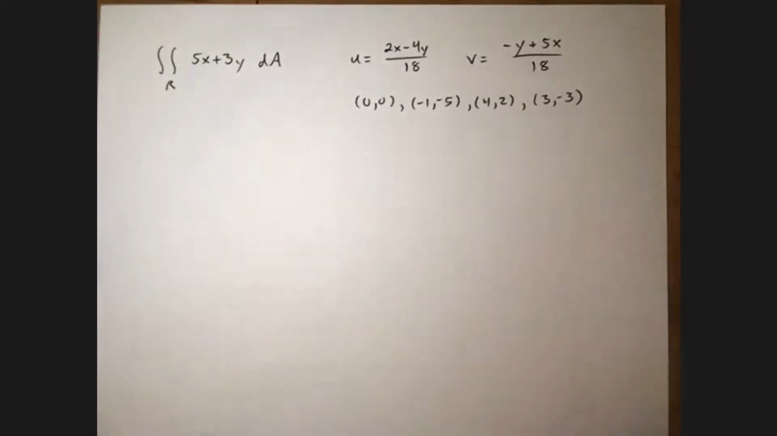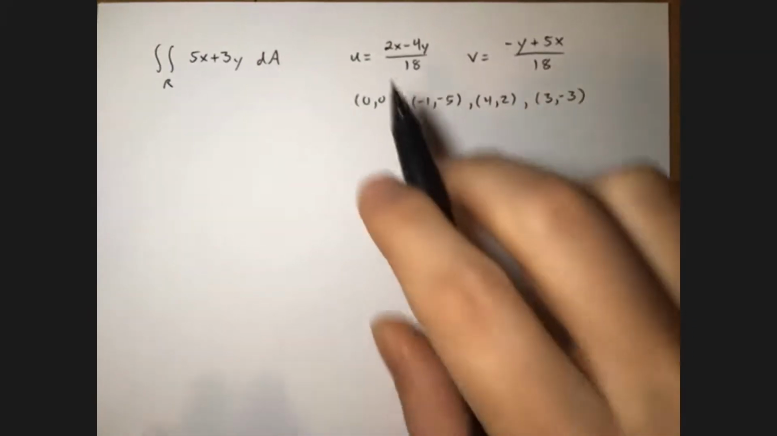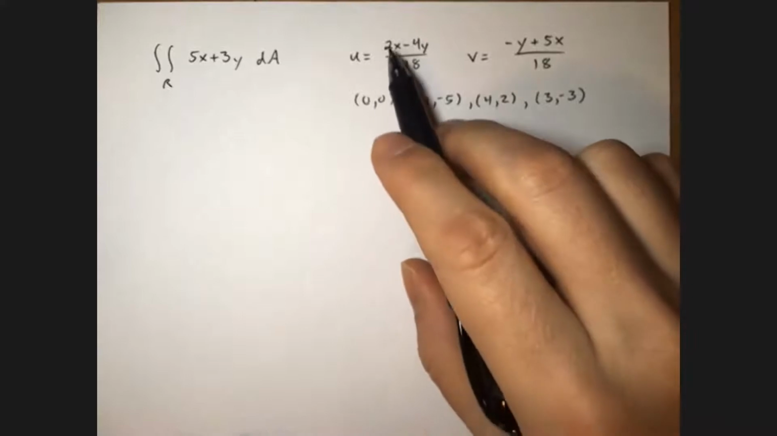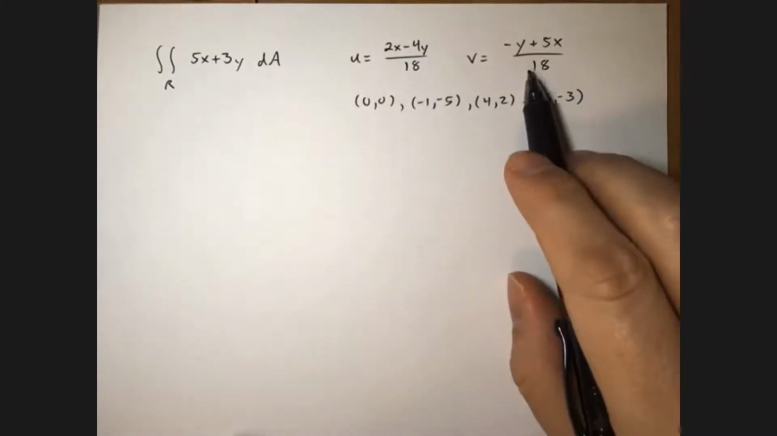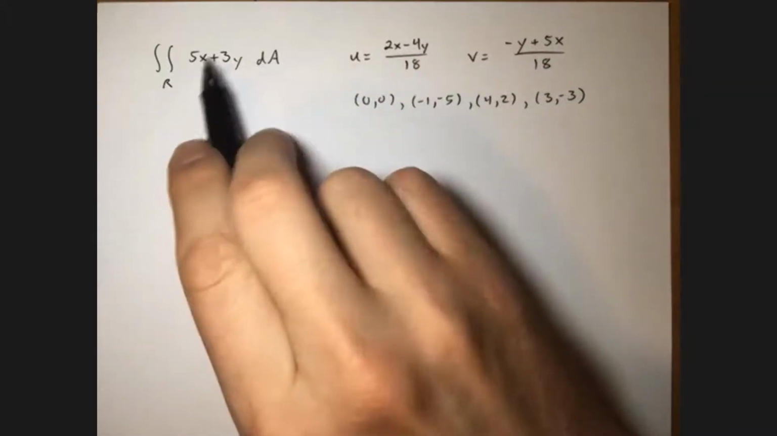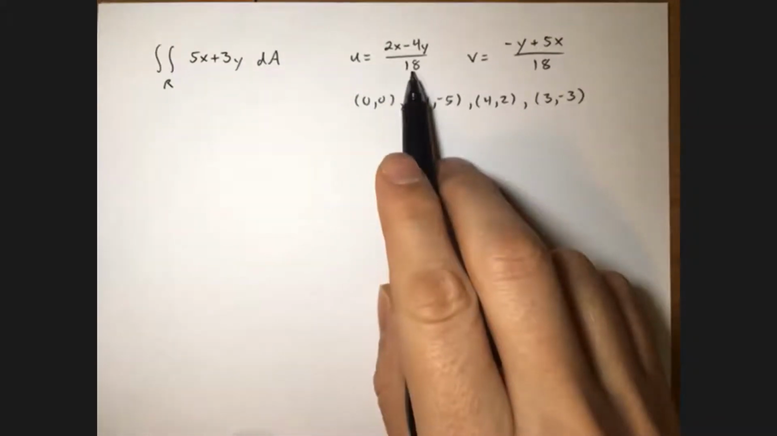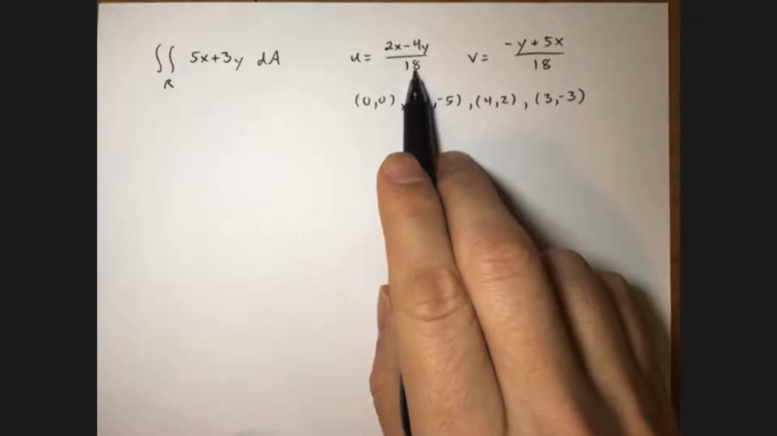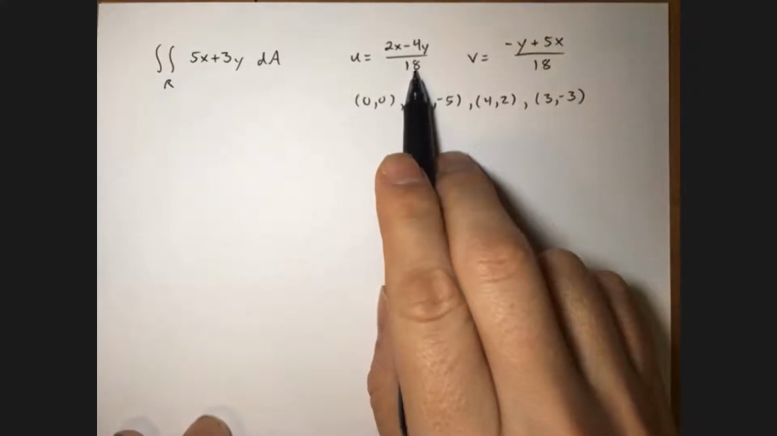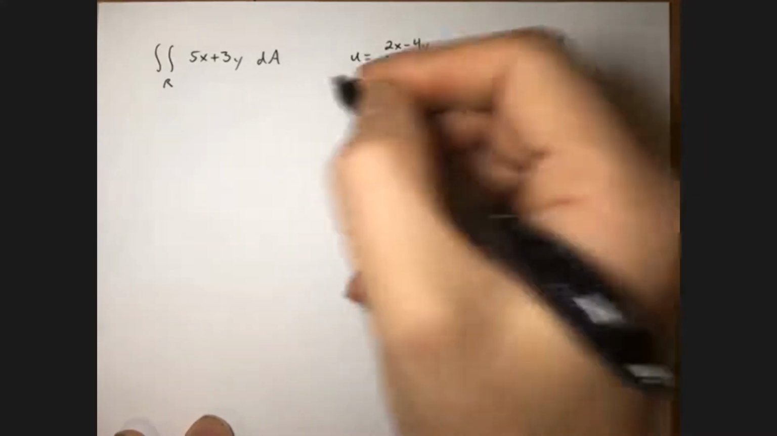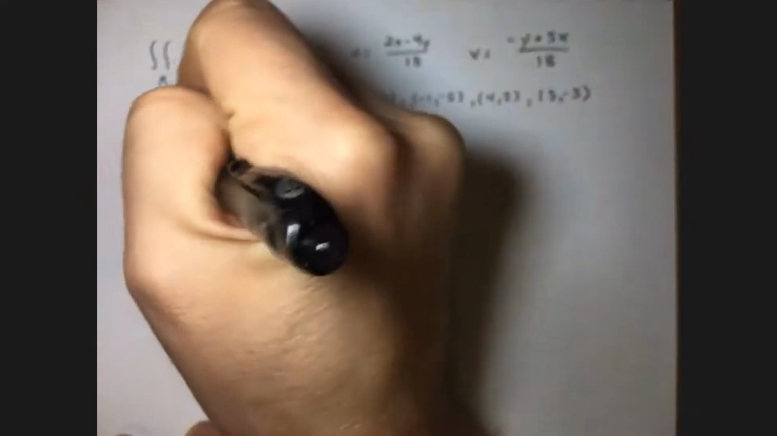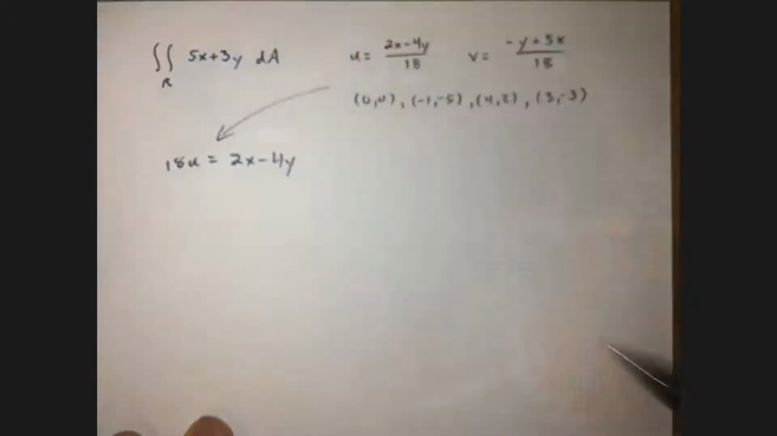So here we have it. We want to do this integral. We're going to do a change of variables. So what we need to do is solve these for x and y, because we're going to need to substitute those in for x and y over here. Just start solving by multiplying this one on both sides by 18. If I multiply both sides by 18, I get 18u equals 2x minus 4y.